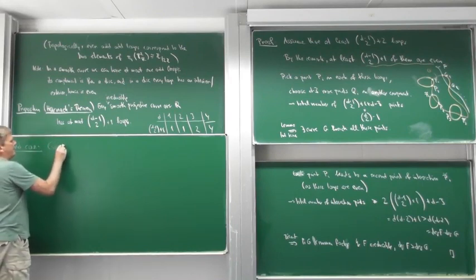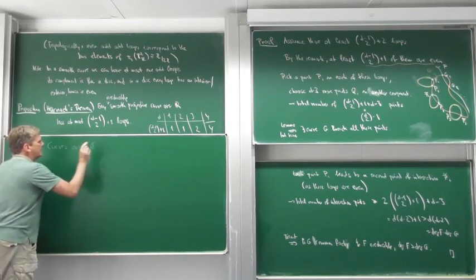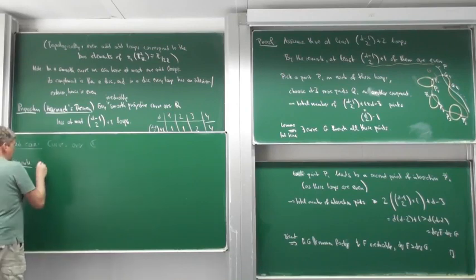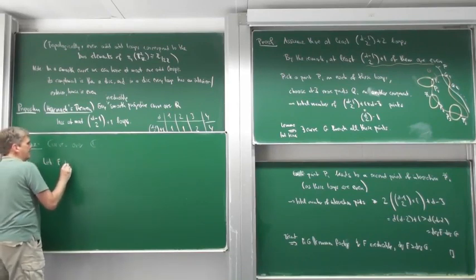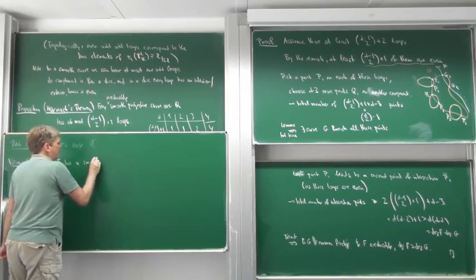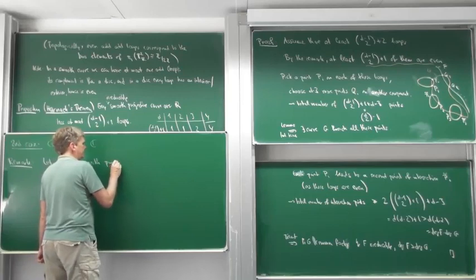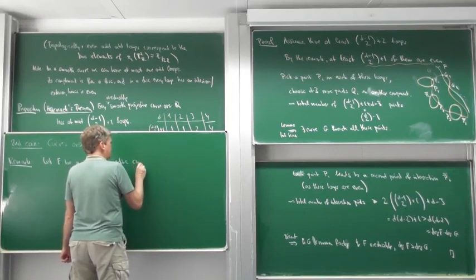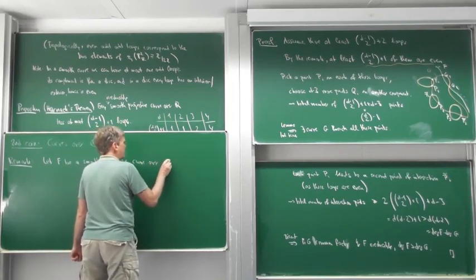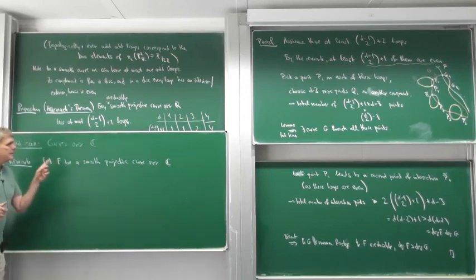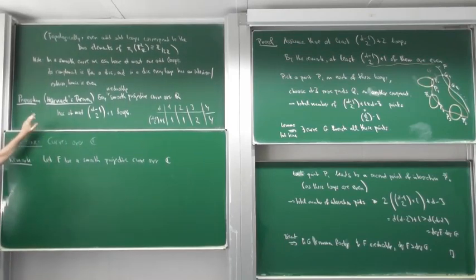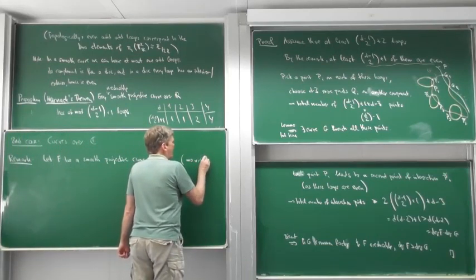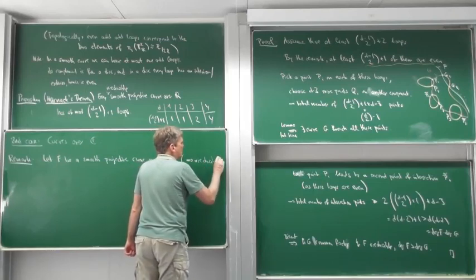Maybe curves over C. And we also start with a remark, as we did for the real ones. So let's say again that F is a smooth projective curve over C. In the case of the complex numbers, an algebraically closed field, we already know that smooth implies irreducible, because if we had 2 components, they would meet by Bezout.